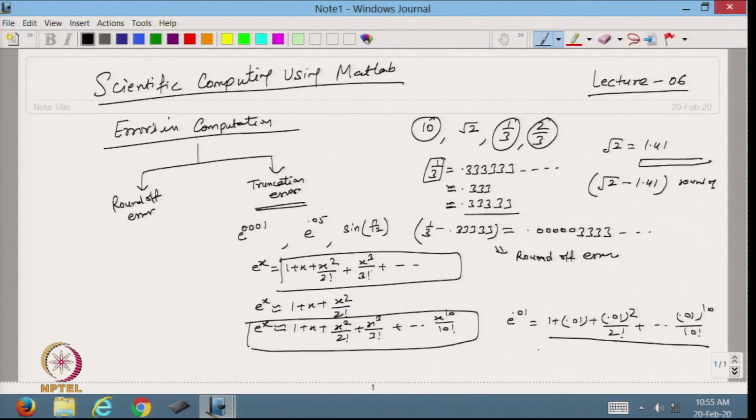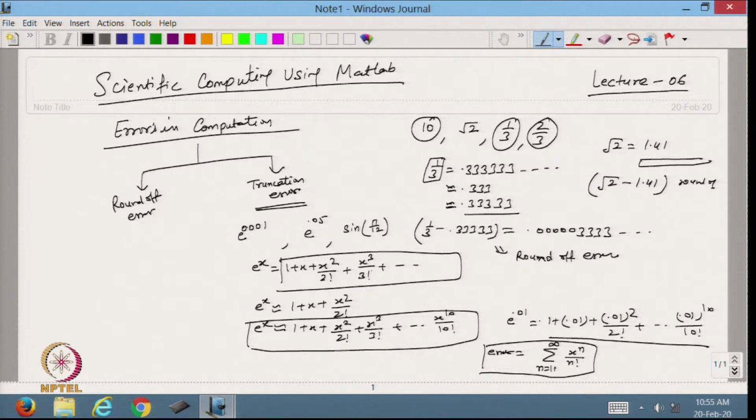So, it is a 10 degree polynomial. In this case I have introduced the error. So, what is the error? This minus this. It means the error will be all the terms of x power n by n factorial, where n starts from 11, not from 10, from 11 up to infinity. So, that will be the error we have introduced in this number whenever I am defining e raised to power 0.01.